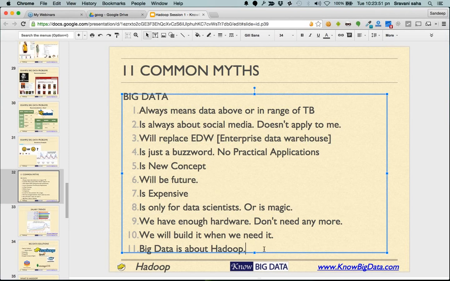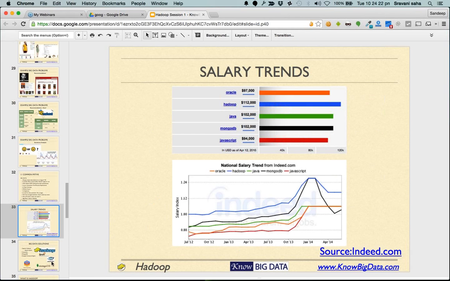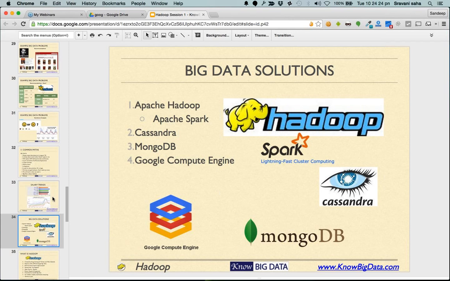All right. Big data is all about Hadoop. No, big data is not about Hadoop. There are many solutions, many stacks which are available. For example, Hadoop along with Spark is one. Cassandra in itself is a big data solution. MongoDB in itself is a big data solution. And in case you are open to moving your data to Google Compute Engine, then that is also a big data solution. All right, that is about myths.